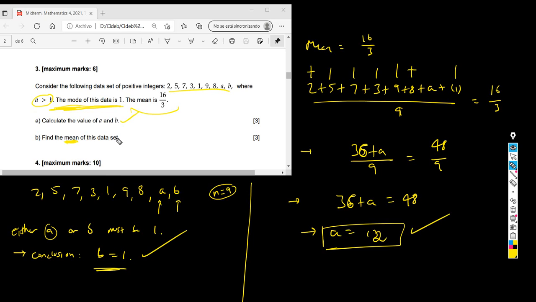Now find the median of this data set. I mean, come on, guys, this is very simple. Now that you know all the values, just arrange them in order from lowest to greatest and find the number in the middle. I mean, that's it. I'm not going to do that.